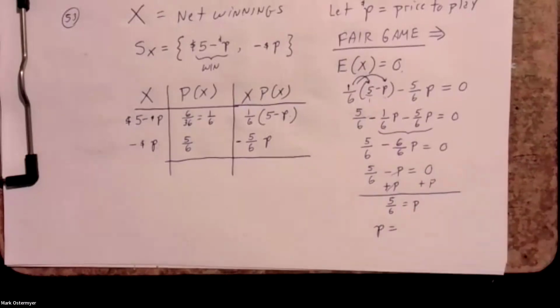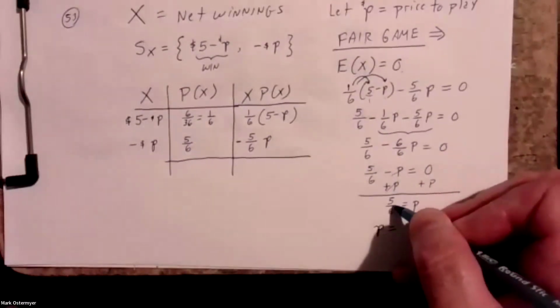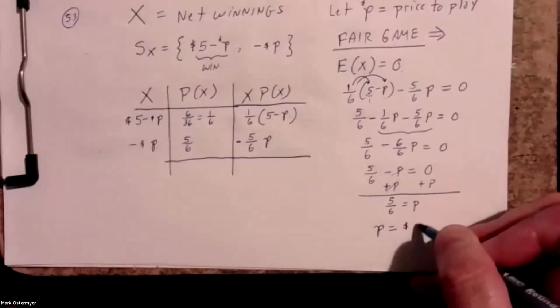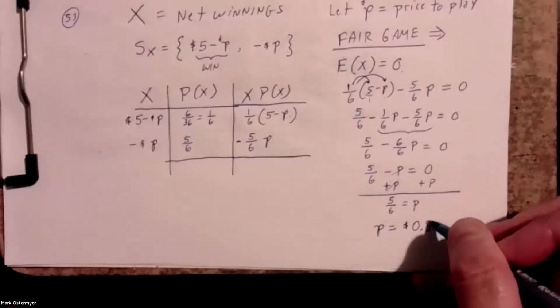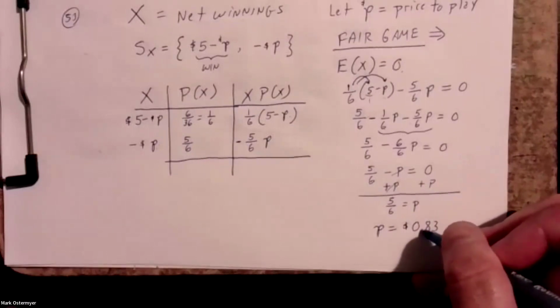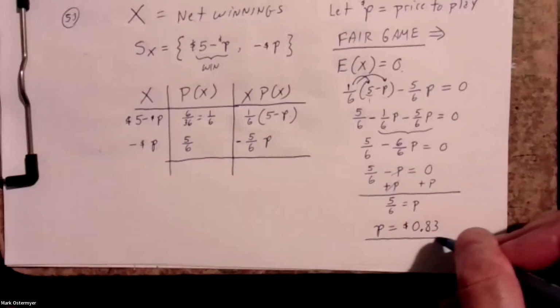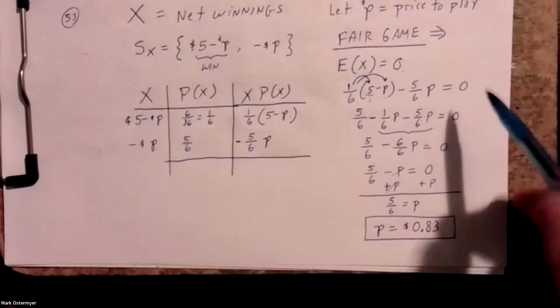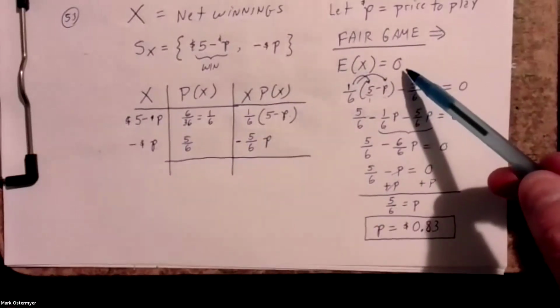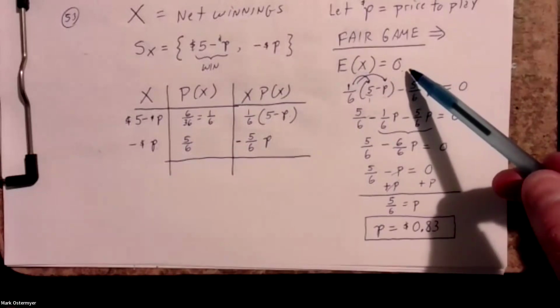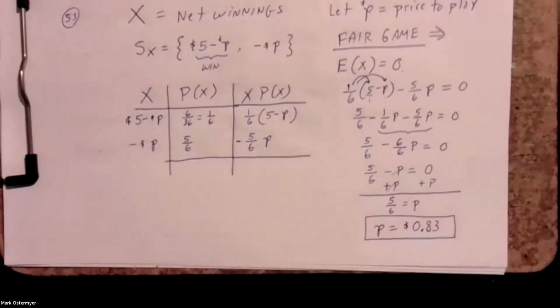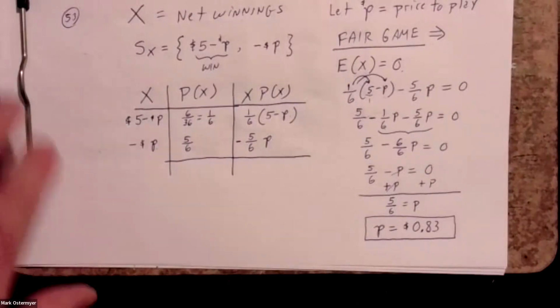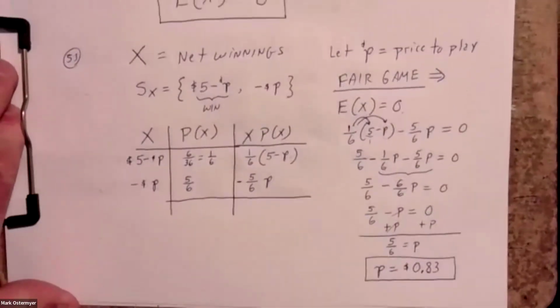Get on your calculator. What's 5 divided by 6? 5 divided by 6 means that we would have to lay out 83 cents to play this game. 83 cents per play, ladies and gentlemen, would render this game as being a fair game where it does not favor the house or it does not favor the player. Fair game. 83 cents per play. That's your answer to problem number 53.